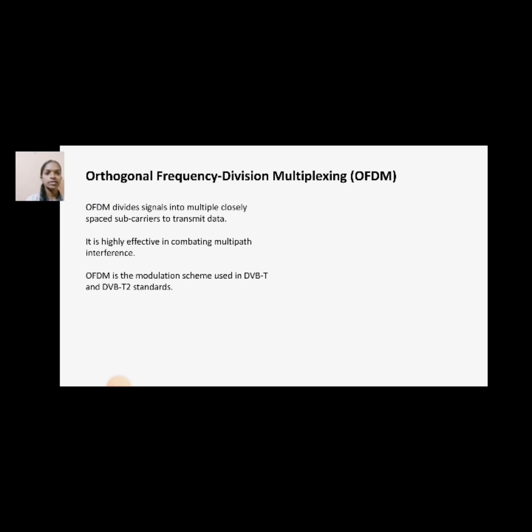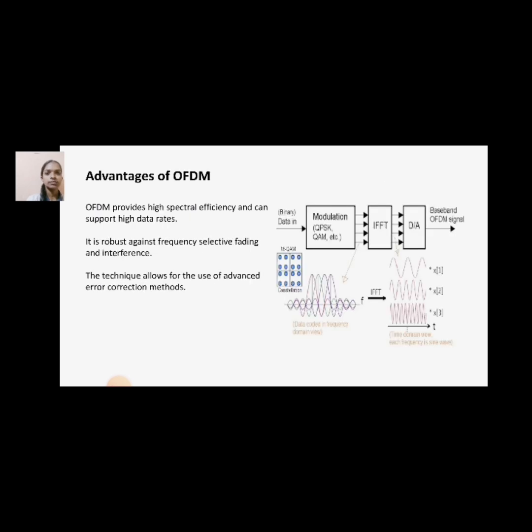Then orthogonal frequency division multiplexing, that is OFDM. Orthogonal frequency division multiplexing divides the signal into multiple closely spaced subcarriers to transmit data. It is highly effective in combating multipath interference. OFDM is the modulation scheme used in DVB-T and DVB-T2 standards. Then advantages of OFDM. OFDM provides high spectral efficiency and can support high data rates. It is robust against frequency selective fading and interference. The technique allows for the use of advanced error correction methods.